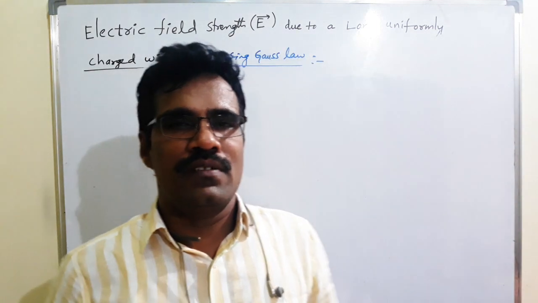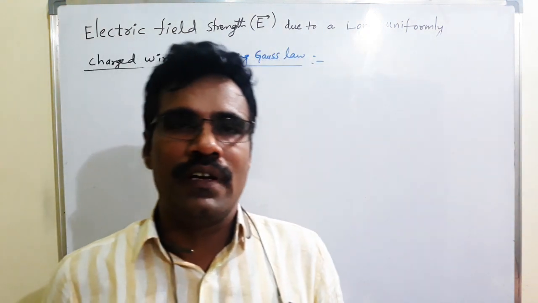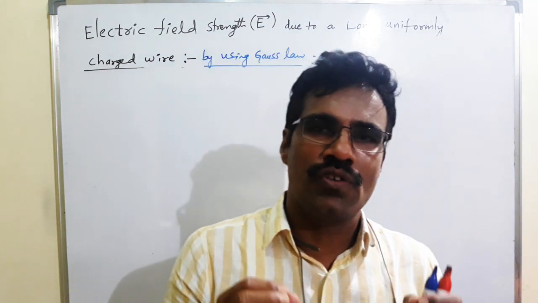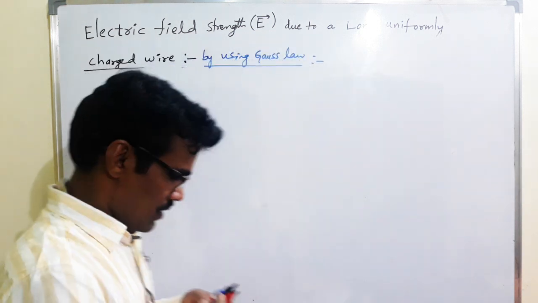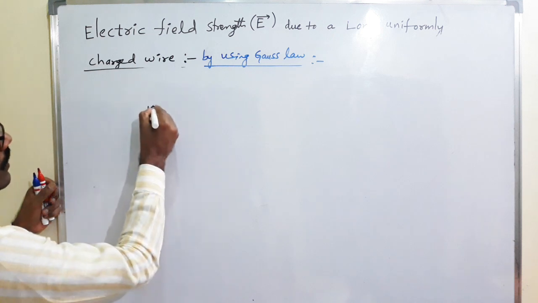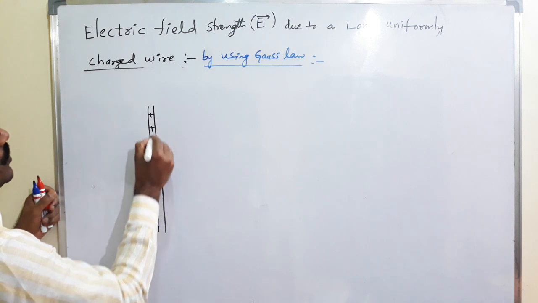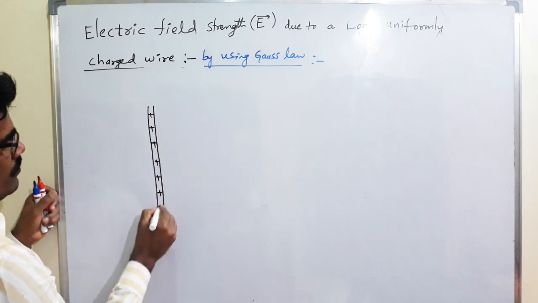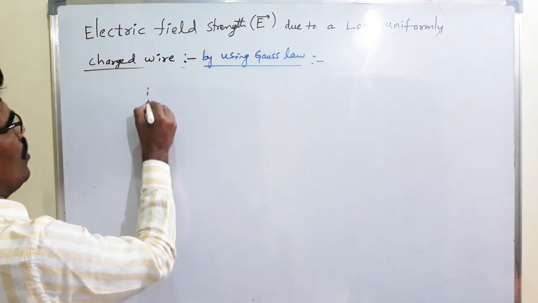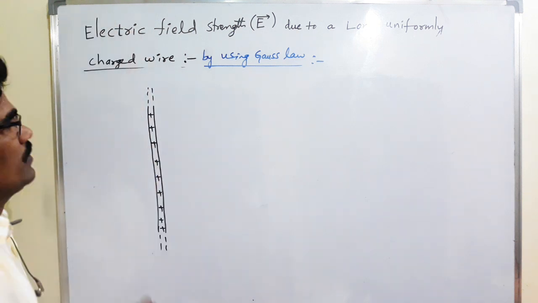Hello, my dear students. Today we are going to discuss electric field strength due to a long uniformly charged wire. Let us consider a uniform charged wire. It has positive charge. It is a thin wire, so long, or infinitely long, no problem.